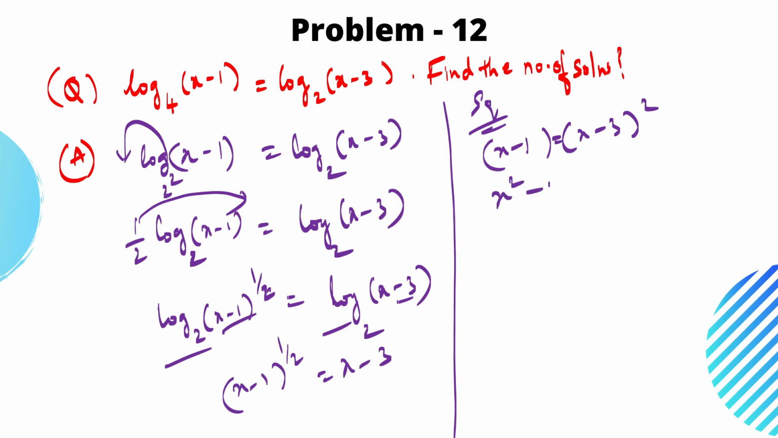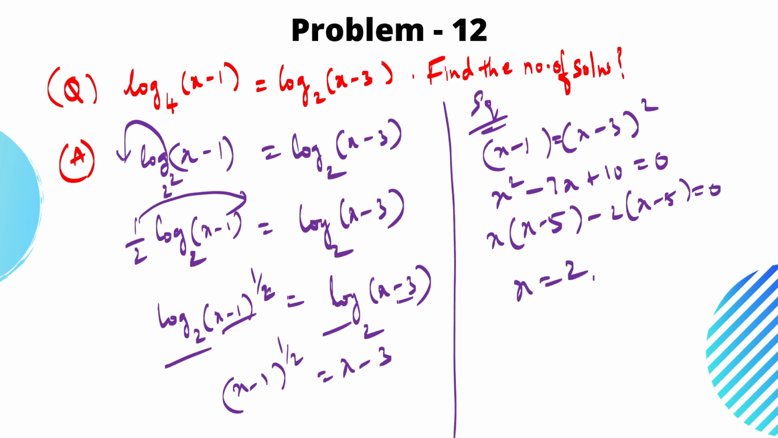Now x square minus 7x plus 10 is equal to 0. We can split this and write it as x into (x minus 5) minus 2 into (x minus 5) is equal to 0. So x is equal to 2 or x is equal to 5.